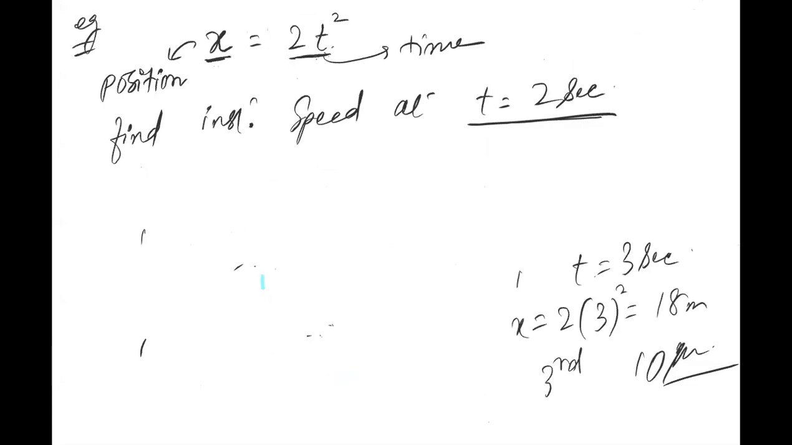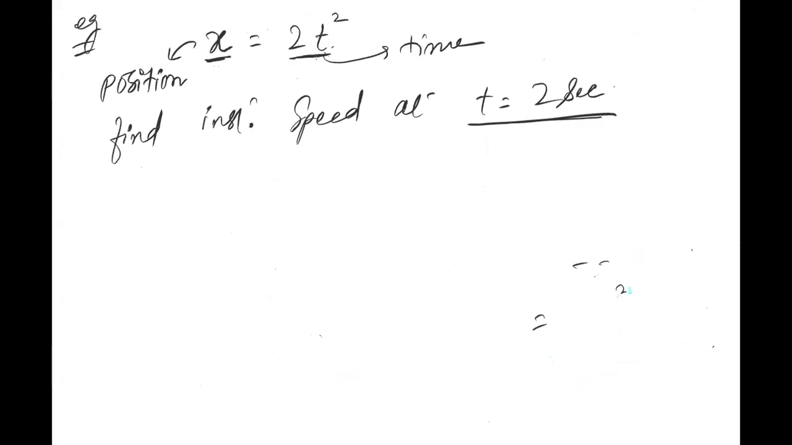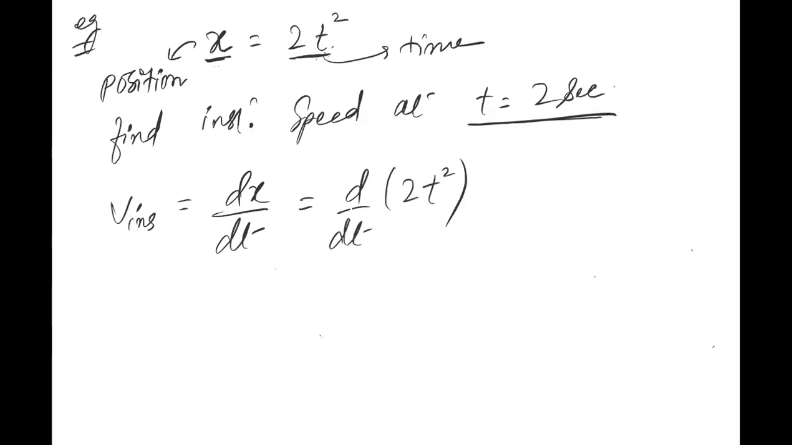Now, if I talk about the question, how would you solve it? Whenever you have distance given and you want to find the instantaneous speed, you just differentiate x with respect to time. That means for instantaneous speed, first of all you will do dx by dt, that is d by dt of 2t square. Now here comes the role of differentiation.